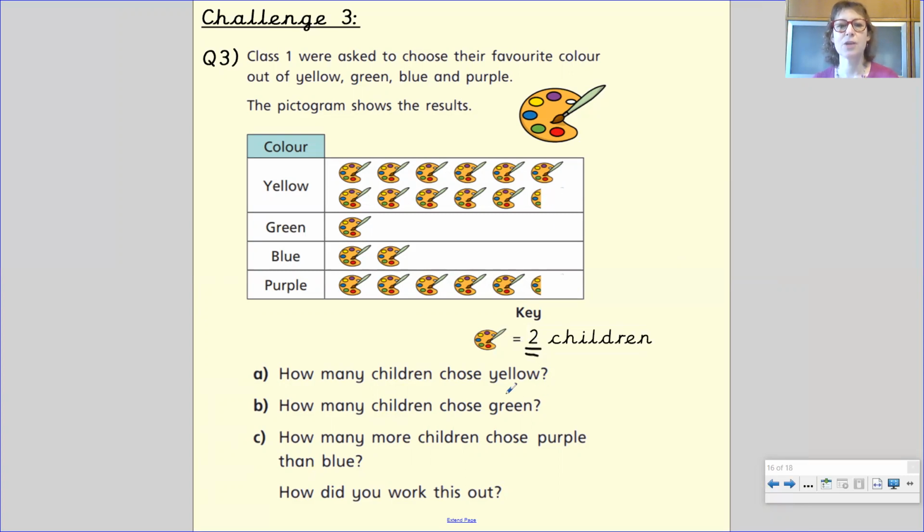So how many children chose yellow? So you need to count in your 2s. When you get there, you need to go on to the second line and still keep counting. That's a really tricky one. How many children chose green? How many more children chose purple than blue? So again, you can find out how many children chose blue, how many children chose purple, and take the smaller number away from the bigger number. Or you can draw a line on the chart and count on from there. And it says, how did you work this out?